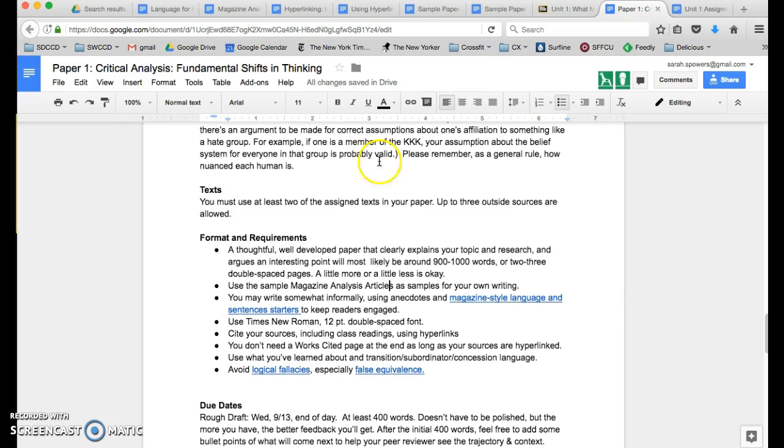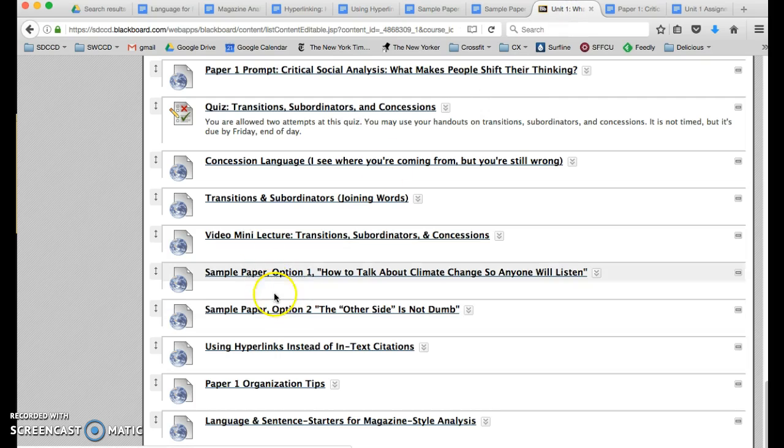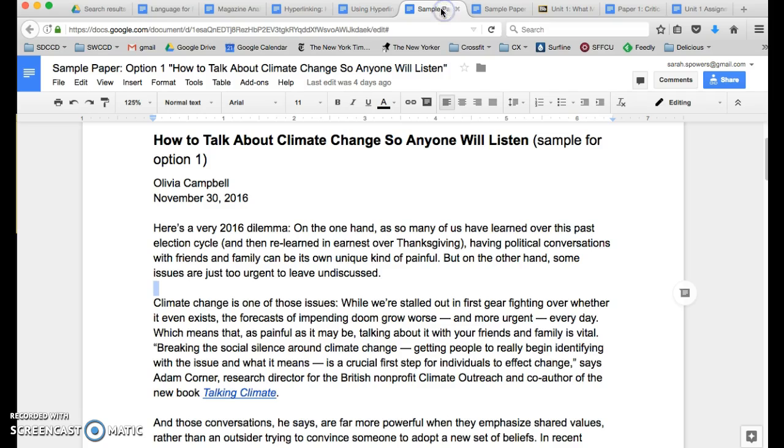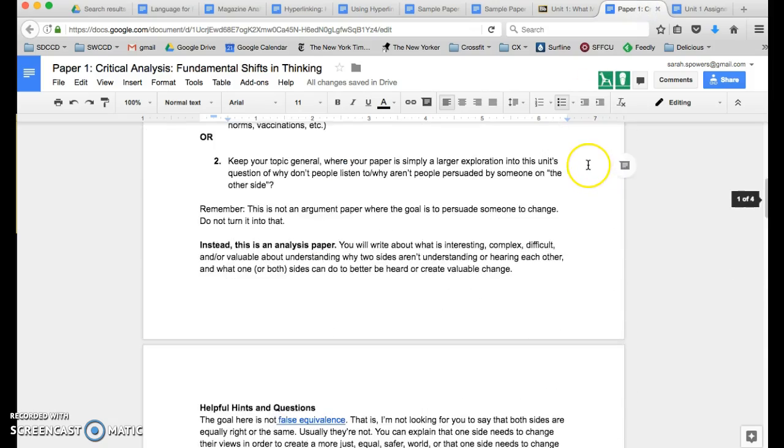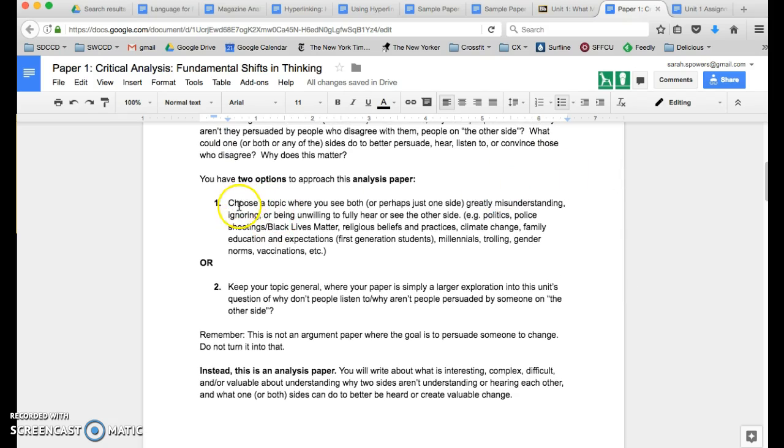So I have 2 samples for you, and they're both here on Blackboard, and one of them goes along with option 1 of your paper. So if we look back and check out option 1, it's if you wanted to choose a topic for this paper where you're seeing that both sides really often have a misunderstanding, or sometimes just an ignoring or being unwilling to fully hear or see the other side.